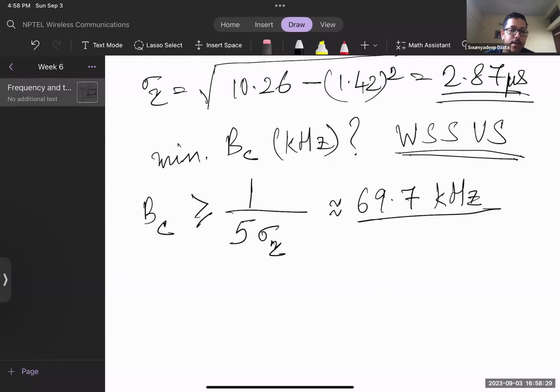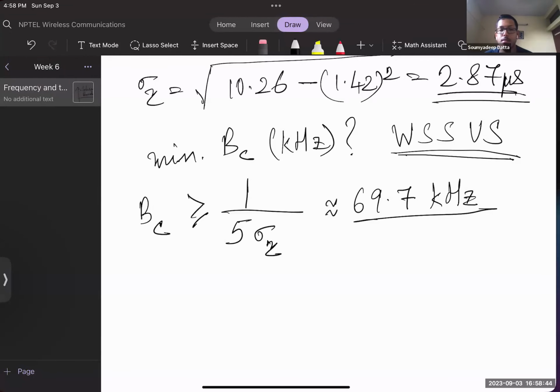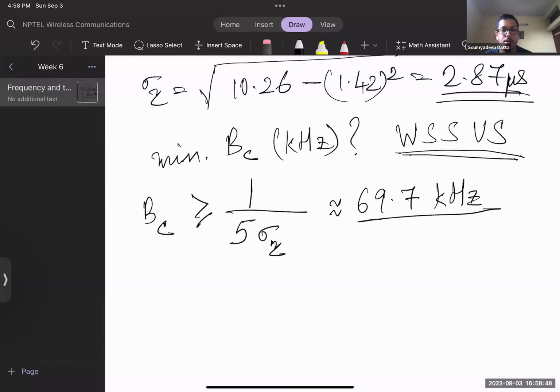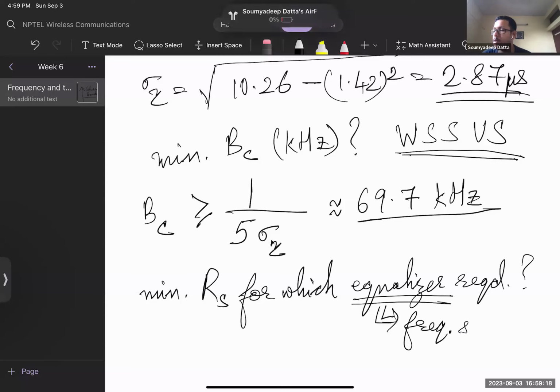So now the question is, this is the coherence bandwidth value, and we are provided the symbol rate. We are asked what is the minimum value of the symbol rate for which an equalizer is needed. Equalizer required. Why do we need an equalizer? An equalizer is needed when the channel is frequency selective, because then we need to equalize between different frequency bands, right?